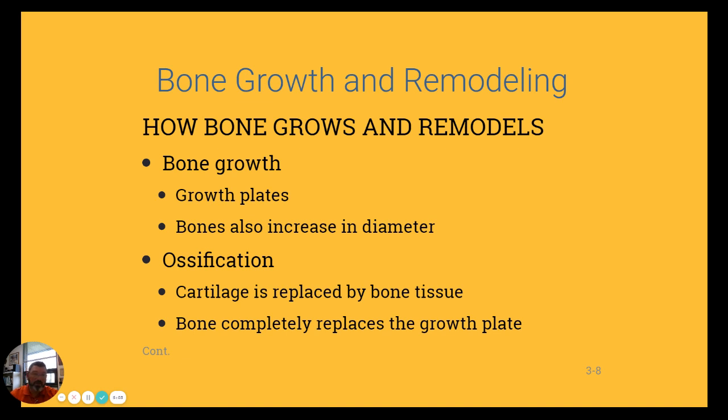Also, we need to talk about ossification quickly. So cartilage can be over time replaced by bone tissue. So bone completely replaces the growth plate over time. Once growth has basically ceased, then that kind of rubbery, cartilaginous growth plate tissue where bone is expanding or extending will then be replaced completely by hard bone tissue.